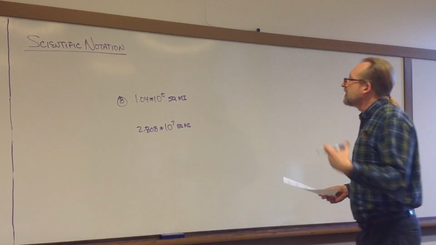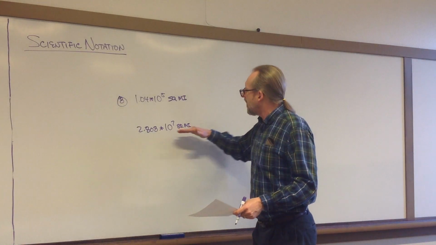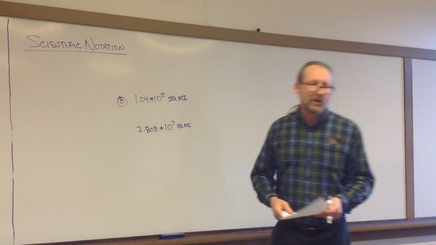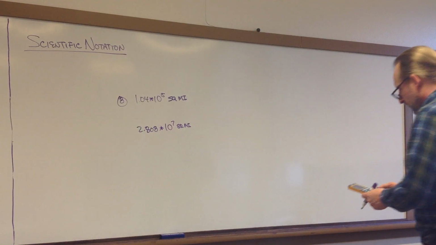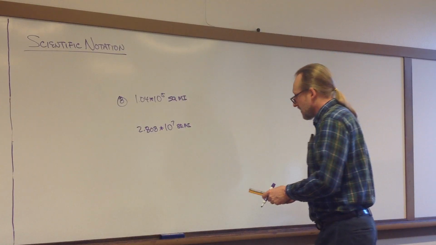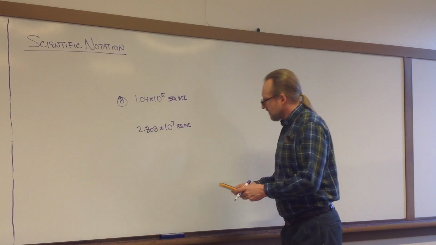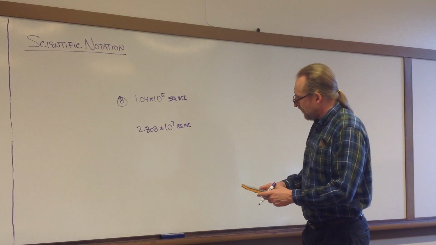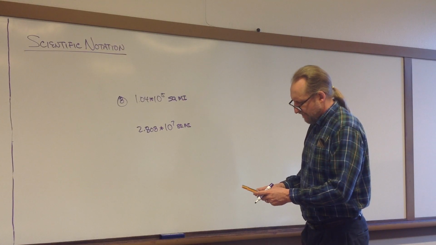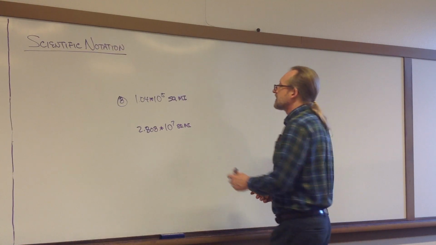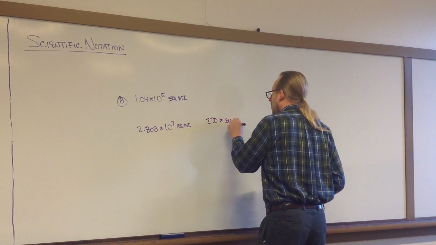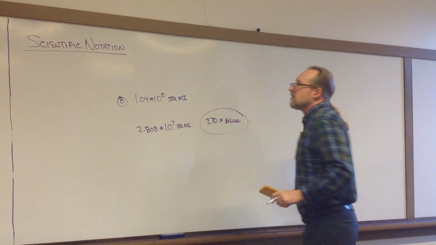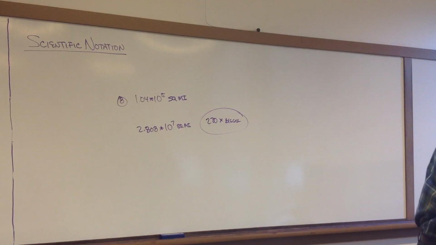This how many times bigger question, it's always divide. Divide the bigger one by the smaller one. That'll tell us how many times bigger the big one is. So, 2.808 E7 divided by 1.04 E5. 270 times bigger. Okay.